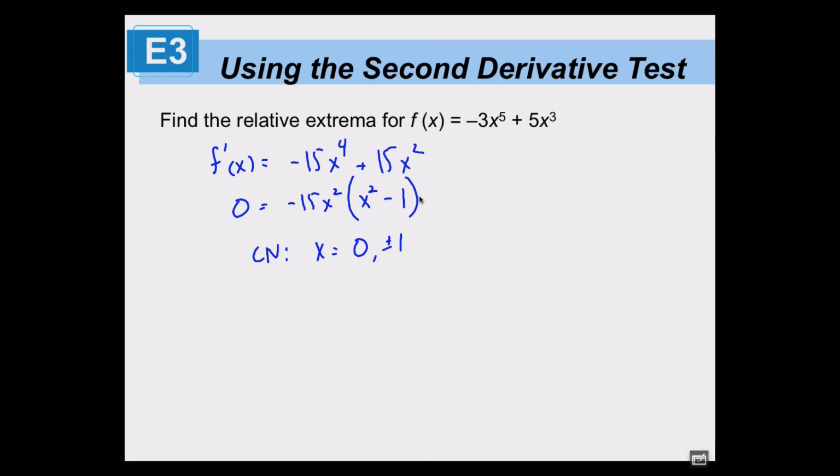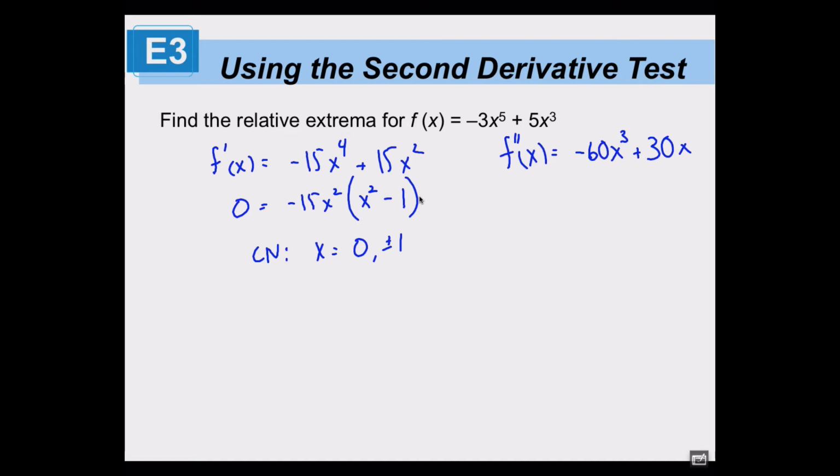Let's proceed with the second derivative test. Now I think those three things could be maxes or mins. I need to use the second derivative to test. And all I care about with the second derivative is whether the value at those points is positive or negative. I don't care what the actual value is. So I need the second derivative. That would be negative 60x cubed plus 30x. You with me so far?